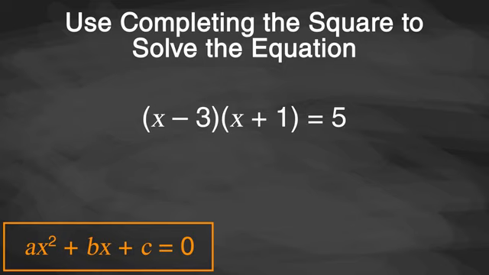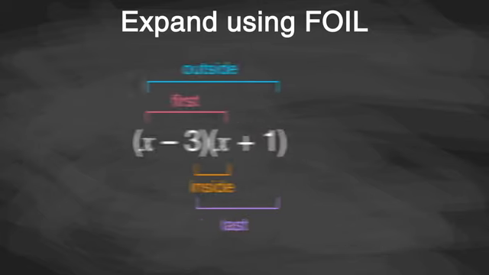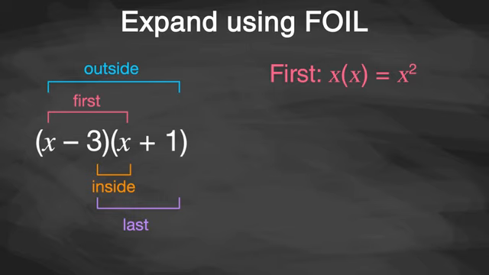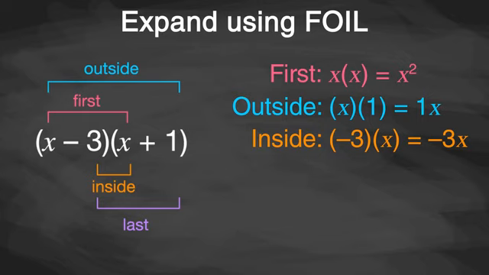left side of the equation will need to be expanded using the distributive property, or FOIL. Remember, FOIL is an acronym standing for first, outside, inside, and last, referring to the order of multiplying terms. First, multiply x times x and get x^2. Outside, multiply x times 1 and get 1x. Inside, multiply -3 times x and get -3x. Last, multiply -3 times 1 and get -3.